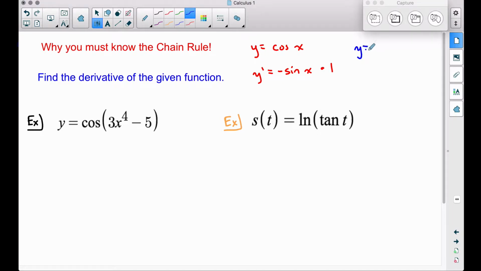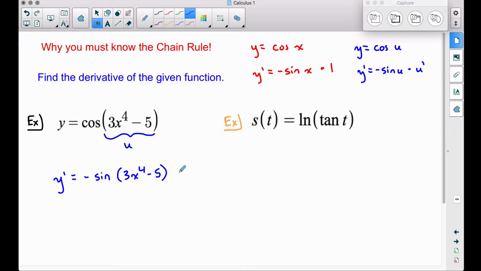Suppose I wrote this as y equals cosine of u, where u can be pretty much anything we want it to be, some other function. Well, the derivative of this is going to be negative sine of u times u prime, whatever that u may be. Let's look at that in this example here. Let's call this entire thing u. That's our function. So when we find the derivative of cosine of u, well, that is going to be y prime equals negative sine of u. Well, that's going to be of this entire thing, so we're leaving it alone. That's what I want you to think about there.